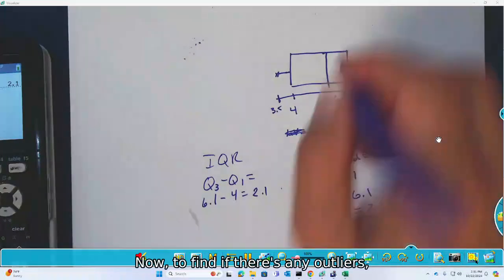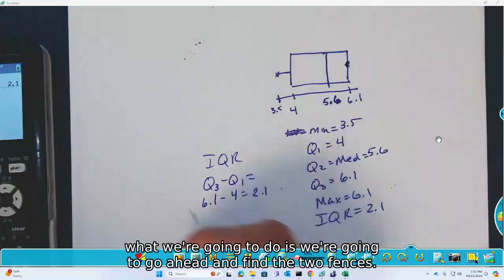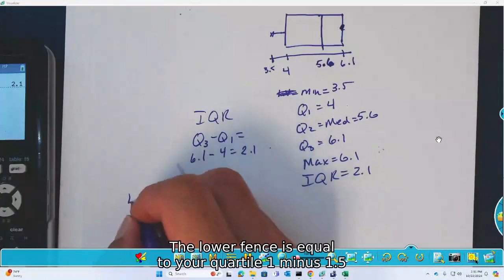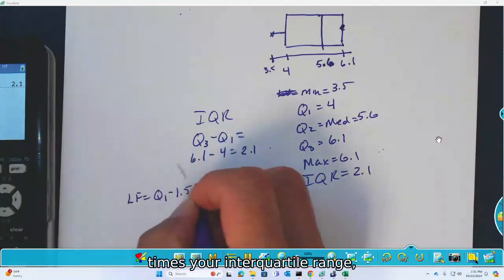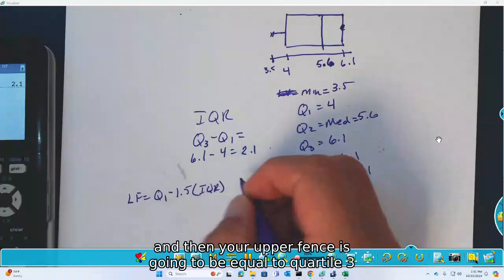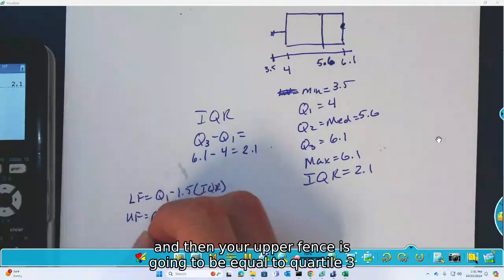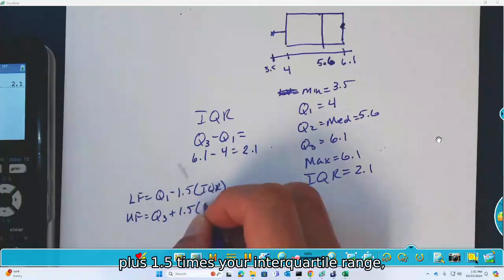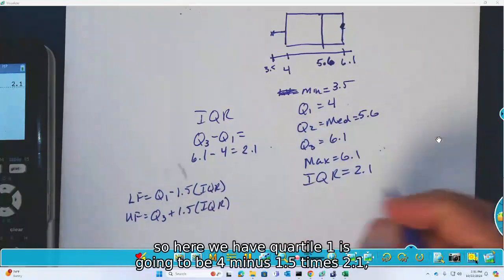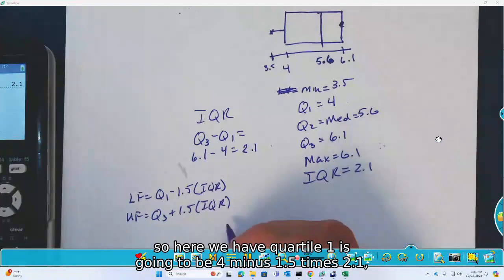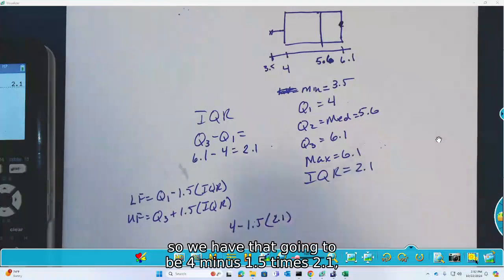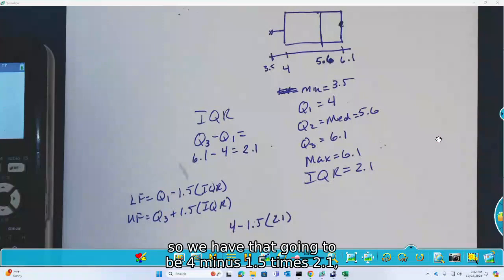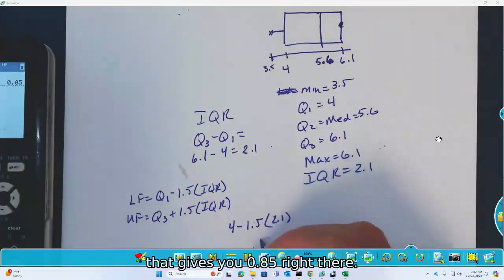Now, to find if there are any outliers, we're going to find the two fences. The lower fence is equal to your quartile 1 minus 1.5 times your interquartile range. And then your upper fence is equal to quartile 3 plus 1.5 times your interquartile range. So here quartile 1 is 4, minus 1.5 times 2.1. That gives you 0.85 right there.